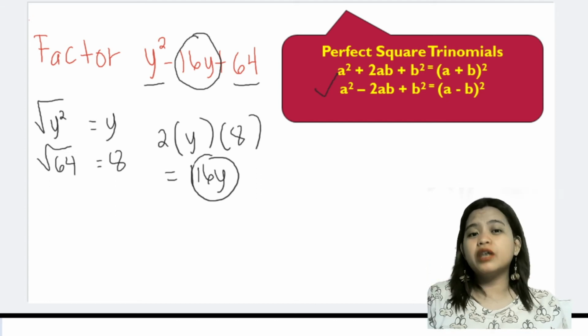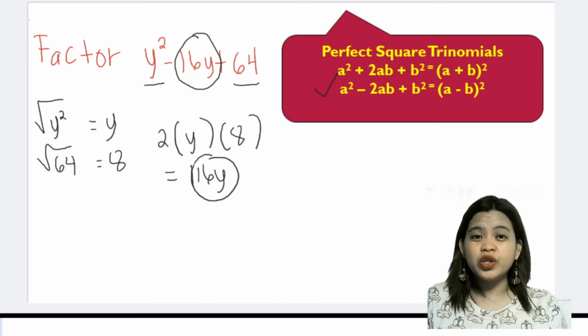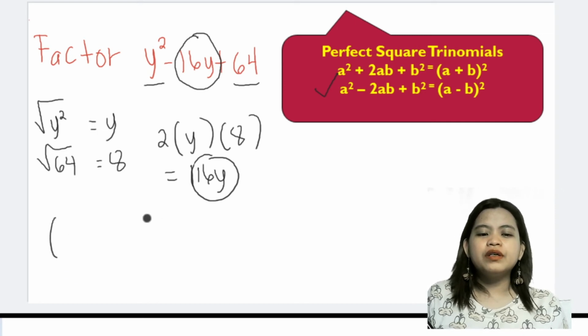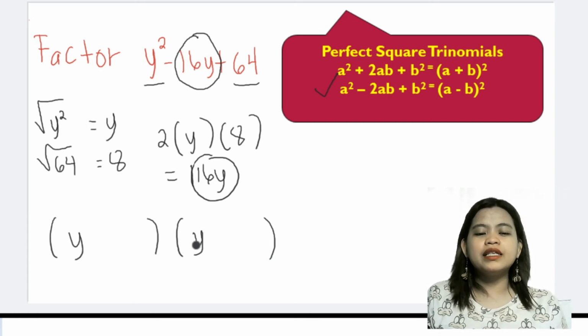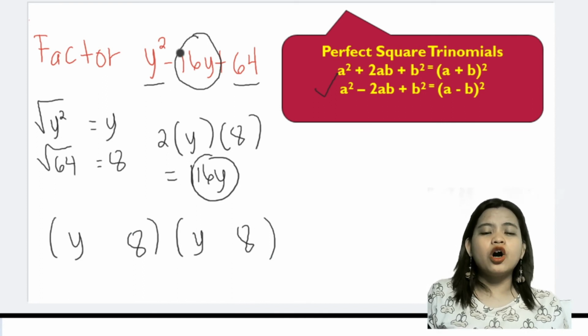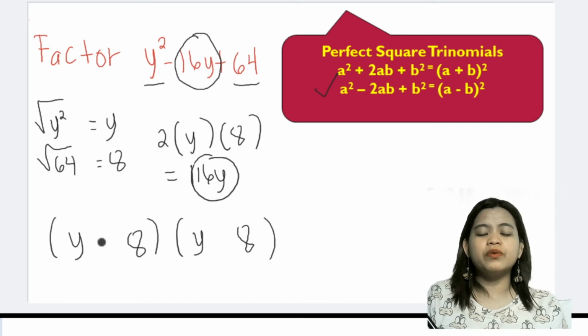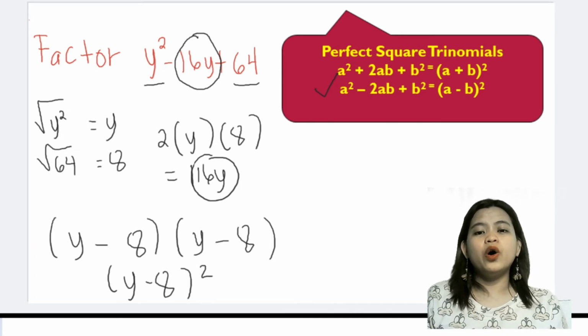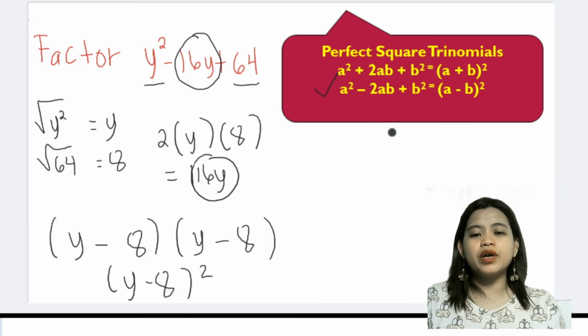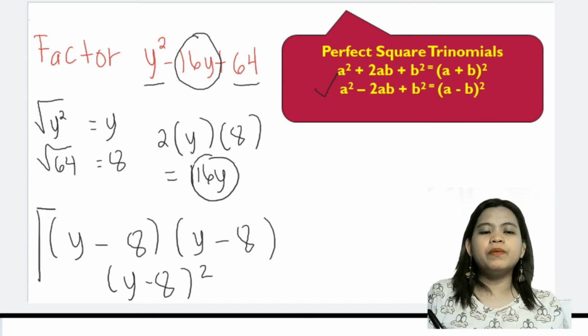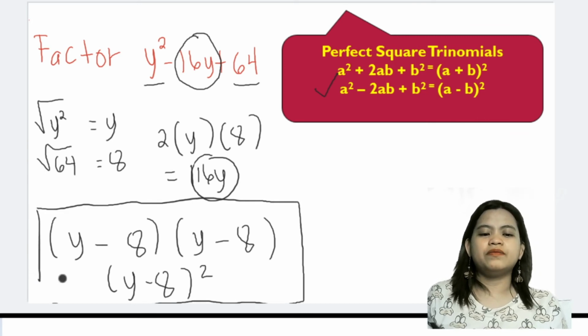Since our middle term is subtraction, the operation being used is subtraction. Now we have quantity, distribute the root of the first term which is y, distribute the root of the second term which is 8 and 8. Then, the operation being used in the middle term is subtraction, so we're going to use subtraction. Another way of writing is y minus 8 squared. Or in our working formula, we have a squared minus 2ab plus b squared is simply equal to the quantity a minus b squared. So, this will be our final answer.